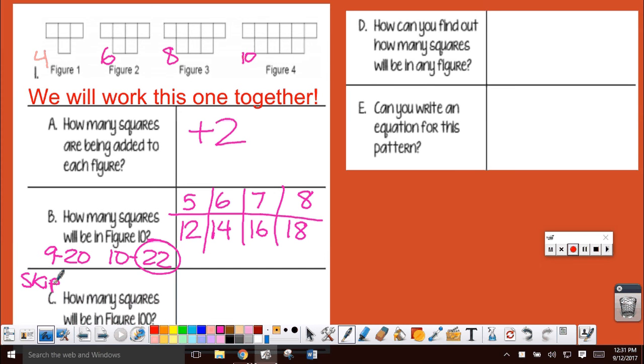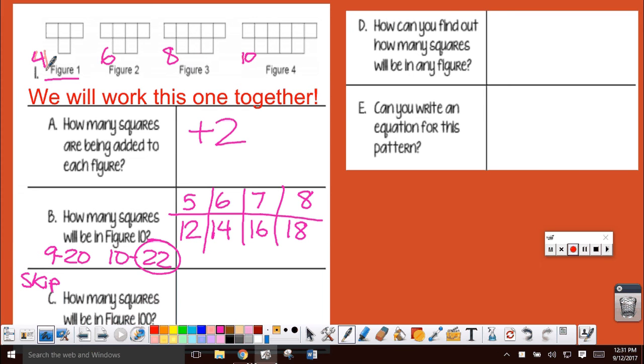So I'm going to look at the relationship from figure 1 to 4 squares. Okay, so from figure 1 to 4 squares, I can add 3, right? 1 plus 3 is 4. So I'm going to try that same pattern, adding 3 to the figure number. So figure 2 plus 3 is 5. So does that pattern work? No, so adding 3 doesn't work.